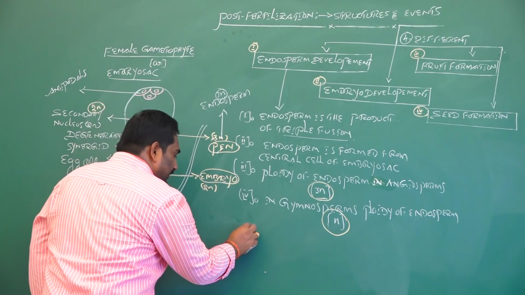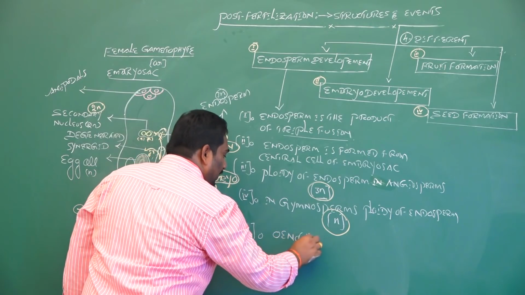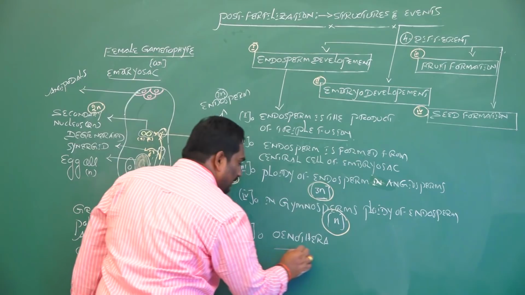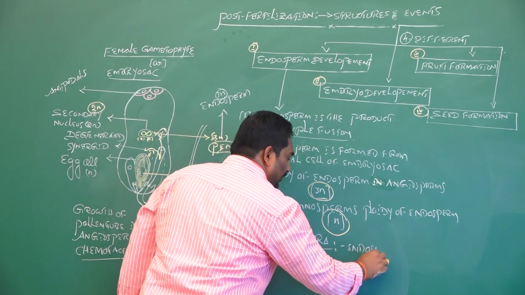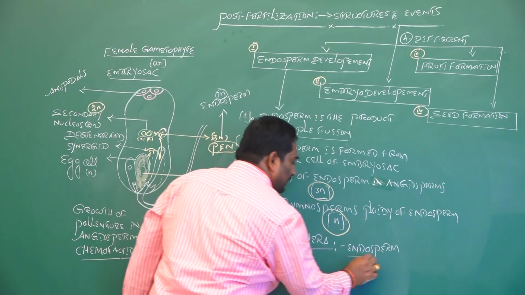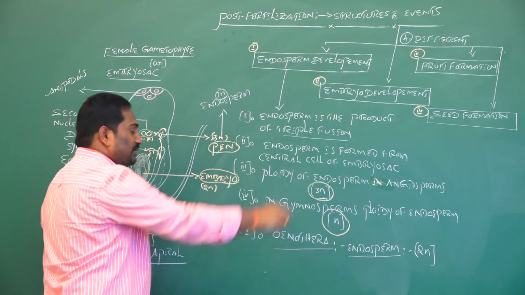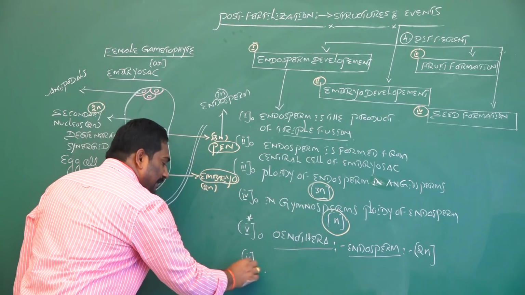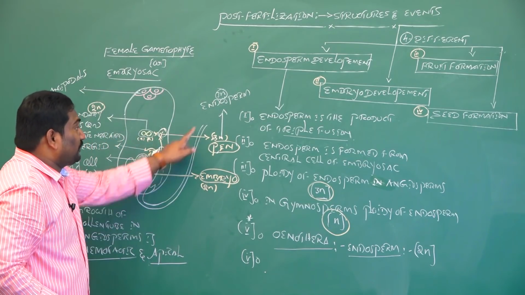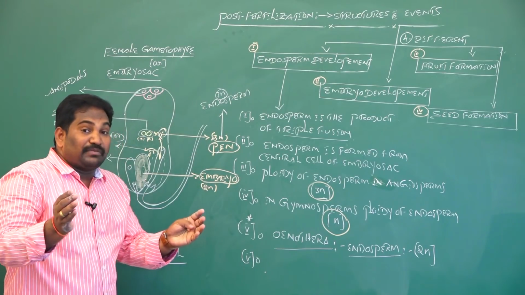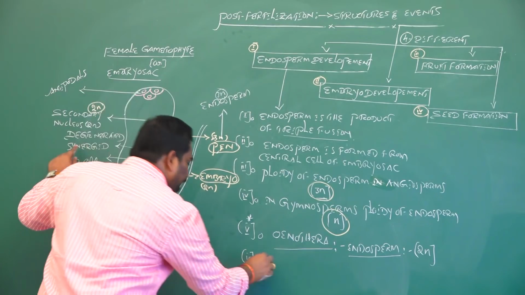There is one plant, the name of the plant is Oenothera lamarckiana. This plant also produces endosperm in angiosperms, but its ploidy is diploid. It is a special characteristic feature of this plant. And one more thing: after triple fusion, the product of triple fusion is endosperm. This endosperm is rich in reserved food material, a nutritive tissue.